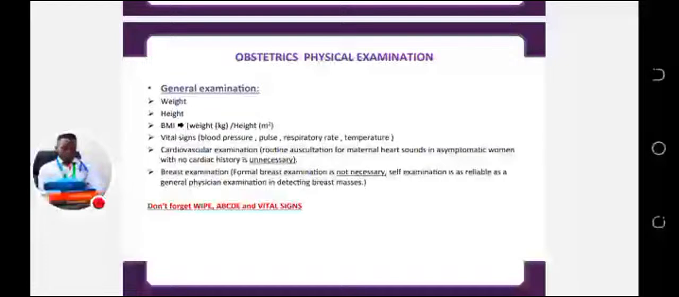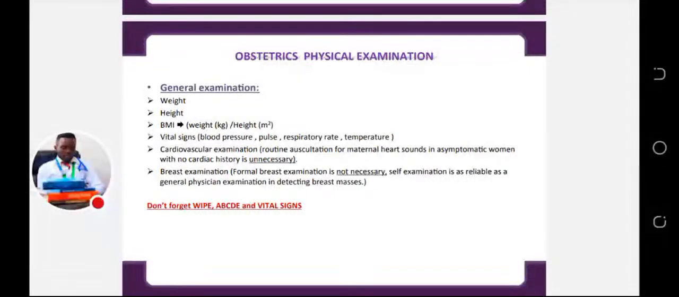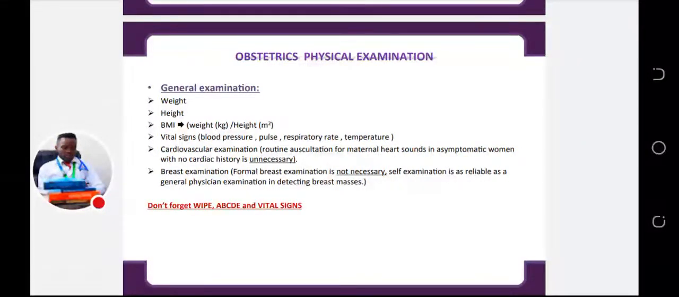Then also the breast examination. Examine the breast of your client. Formal breast examination is sometimes not necessary; sometimes self-examination is as reliable as a physician's examination in detecting a breast mass. This usually helps in assessing if your client has developed any breast mass or breast cancer.